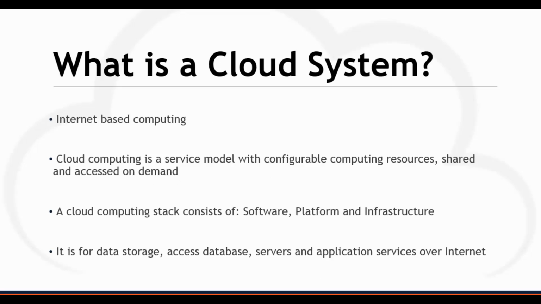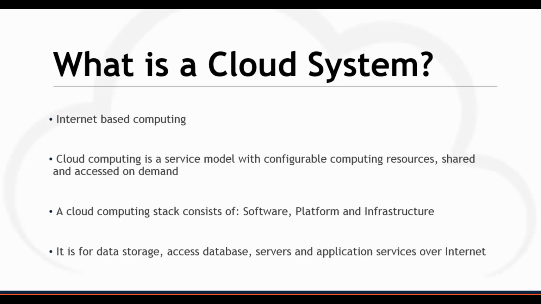What is a cloud system? The cloud system is based on the internet. It is an internet-based computation. You get access to your data anywhere, anytime using the cloud. Cloud computing is a service model that consists of shared configurable computing resources that can be accessed through your network. A cloud computing stack consists of software, platform, and infrastructure.